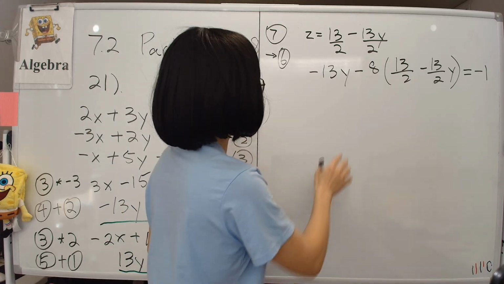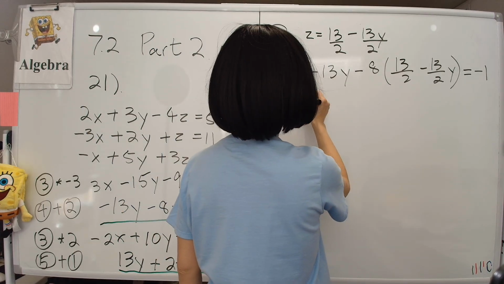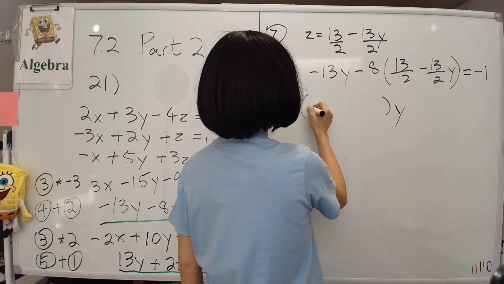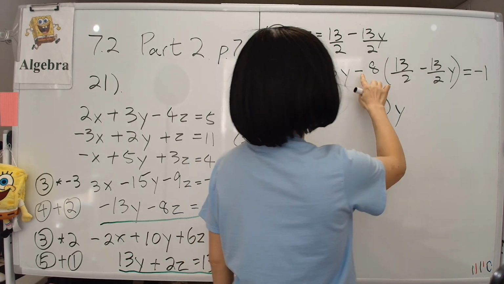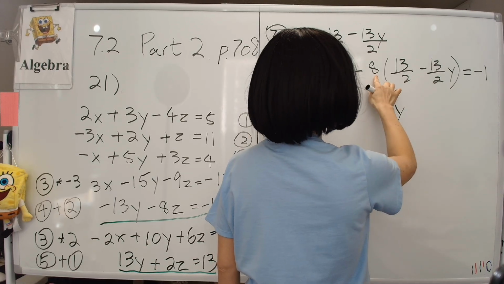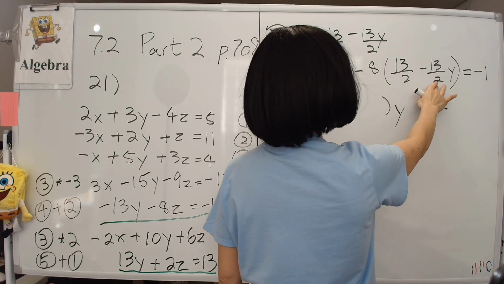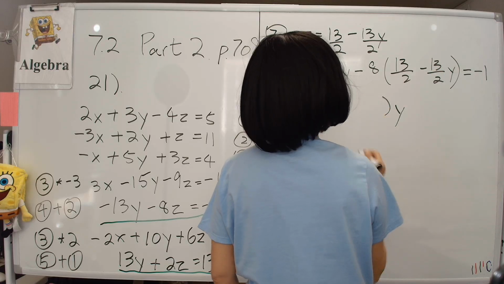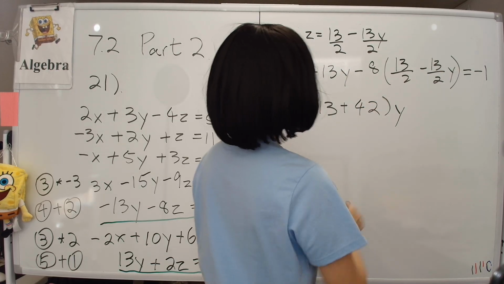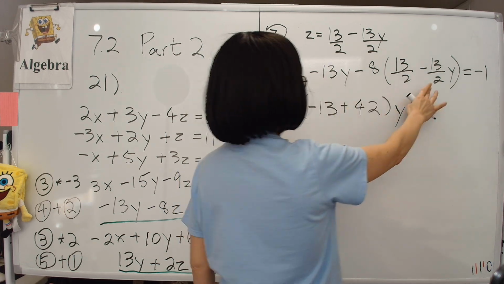And now let's write down all the coefficients of y. We'll write y here. There's a negative 13 minus 13, and then this is a positive 8 that cancels out with a 2, giving us 4. 4 times 13 is 42. All right, that's all the things that have y in it.